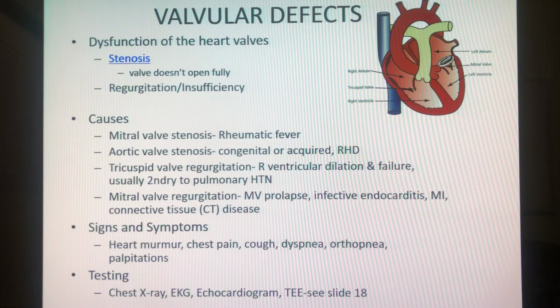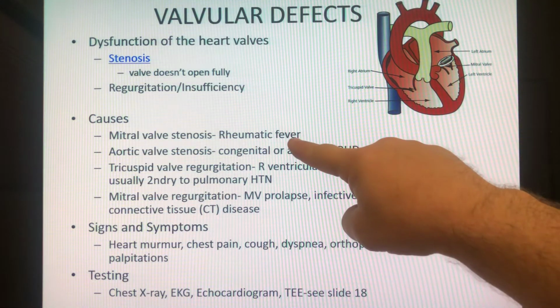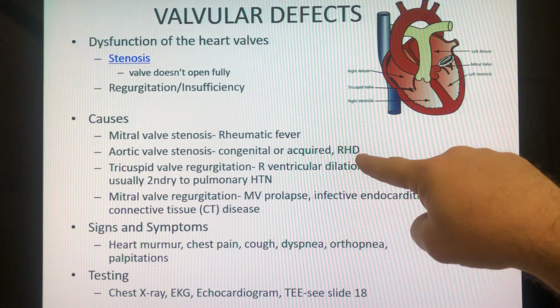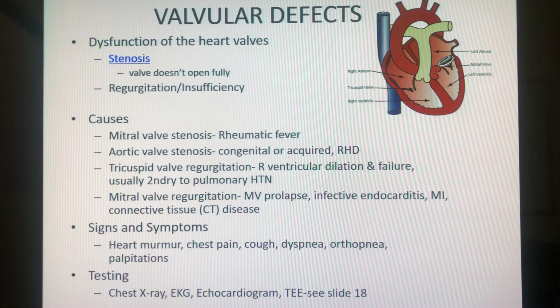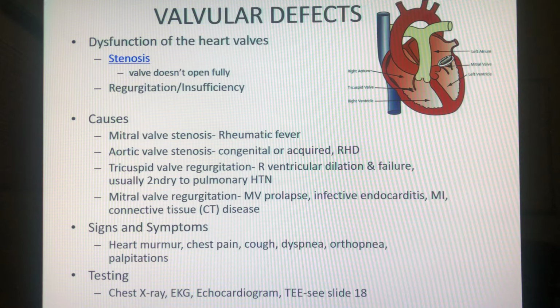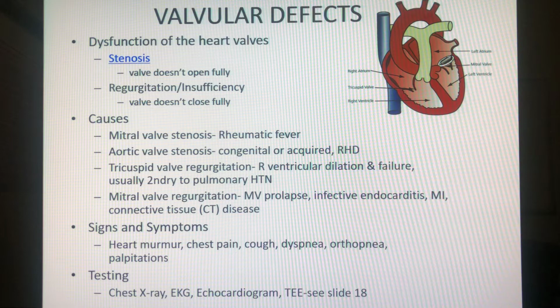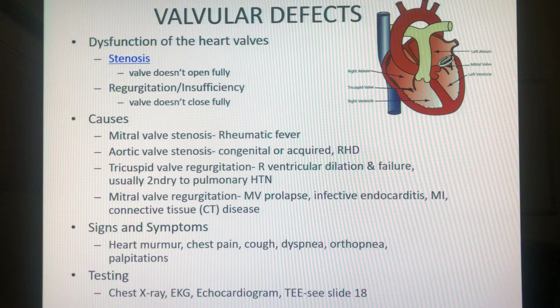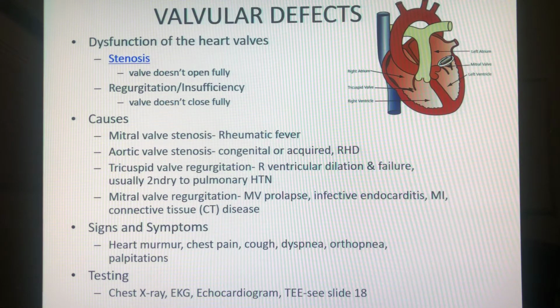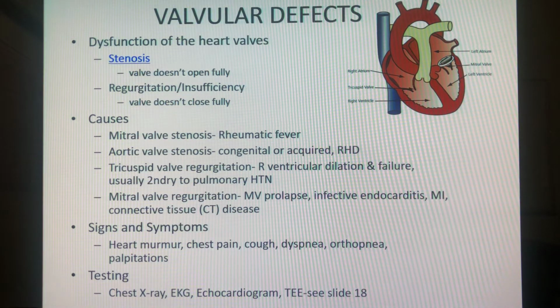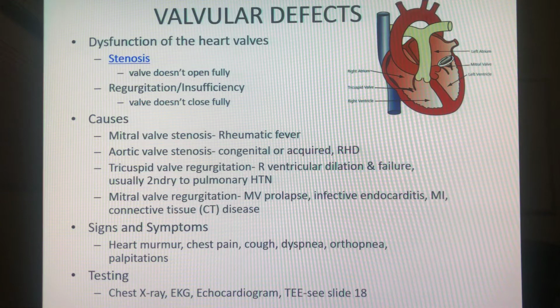If you look over here, we'll see rheumatic fever and rheumatic heart disease. I need to let you know they're pretty much the same thing. When you're talking about causes of valvular defects, whether that is the stenosis where it doesn't open all the way, or the regurgitation, insufficiency, or prolapse of a valve, which means it's going back the wrong way, one of the things you might want to think about is whether this is connected to a strep infection.